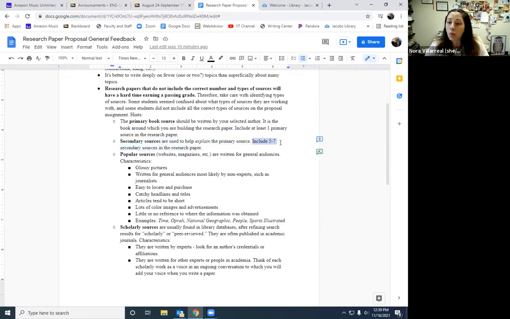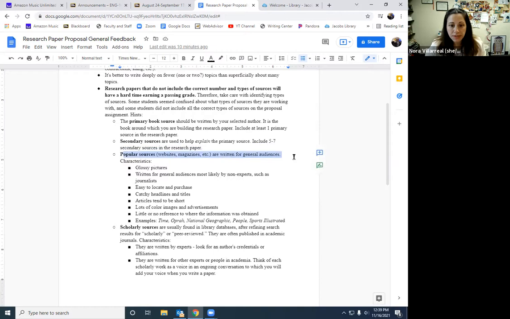So in addition to that one primary source, you will also include at least 5 and no more than 7 secondary sources. So total on the works cited page with primary and secondaries all together, you'll have at least 6 and no more than 8 sources.